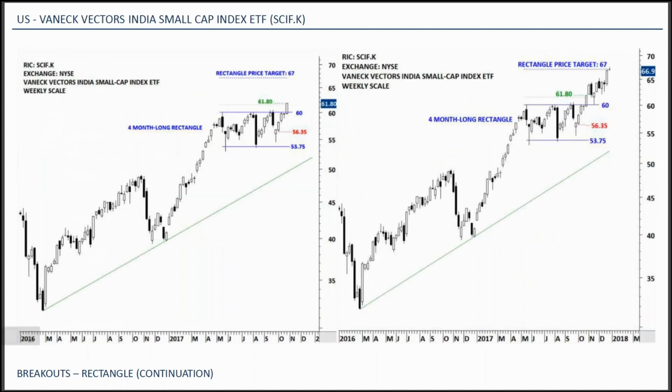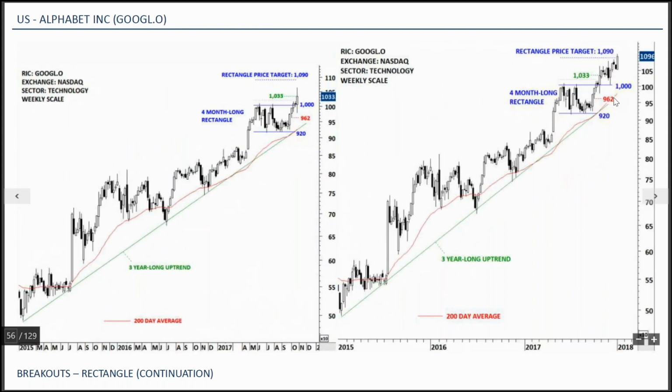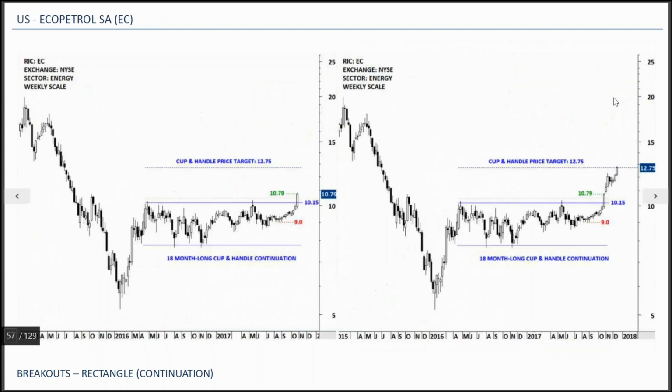This is another ETF listed in US, an Indian small cap ETF, a perfect rectangle breaking out with a strong weekly bar, pulling back to the chart pattern boundary and reaching its chart pattern price target. Here another rectangle on Google. The stock has been already in a clear uptrend, and reached its chart pattern price target in a steady uptrend.